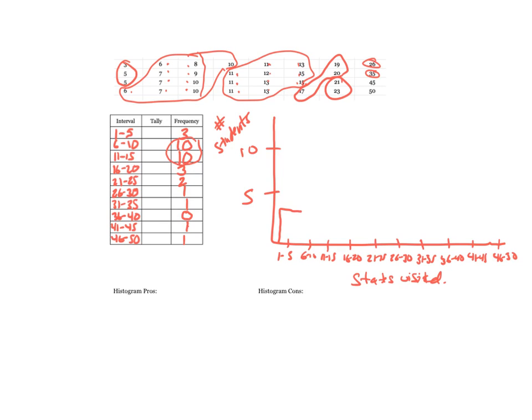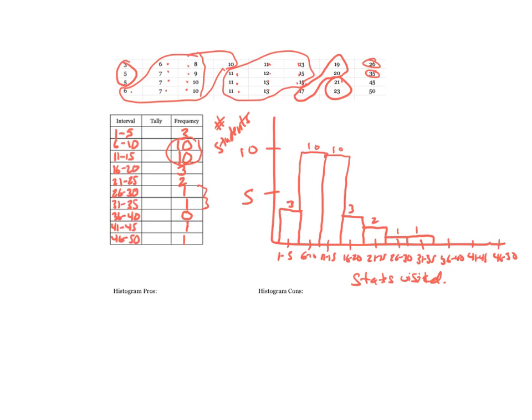So the first one would be 3. And then I'd have a 10. And I actually have 2 10s in a row again. My 16 to 20 is a 3, so it should be the same height as the first one. Then I have a 2. Then I have 2 1s in a row, that's these two. And then I have a 0.